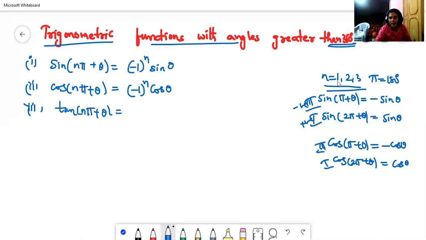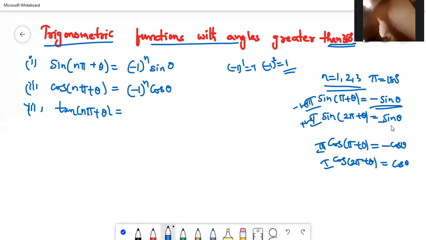If n is 1, it goes to the third quadrant. If n is 2, it goes to the first quadrant. In the first quadrant, sign is positive. In the third quadrant, sign is negative. So here also you take minus 1 whole power 1, it is minus 1. Minus 1 whole square, it is plus 1. So 1 means minus sine theta, 2 means plus sine theta, 3 means minus sine theta, 4 means plus sine theta. The same relation will come in cos also.